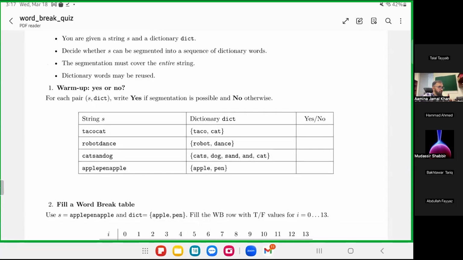So the first string is taco cat. The dictionary contains taco and cat. There's an obvious answer. So the question is, can you split the whole string into words from the dictionary? Sir, can letters overlap in words? You have to split the string. Okay. No, there will be no overlap. The segmentation that you are going to find is not overlapping.